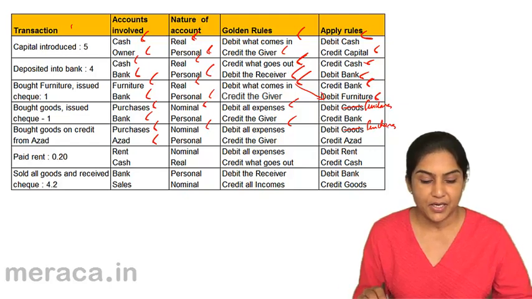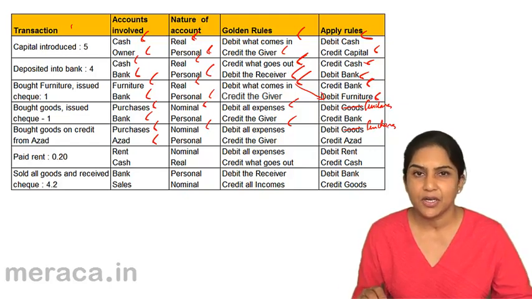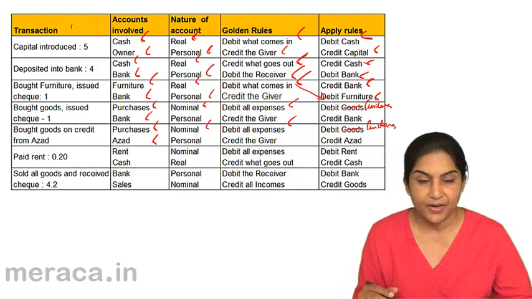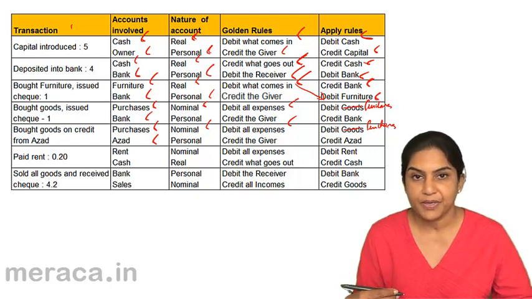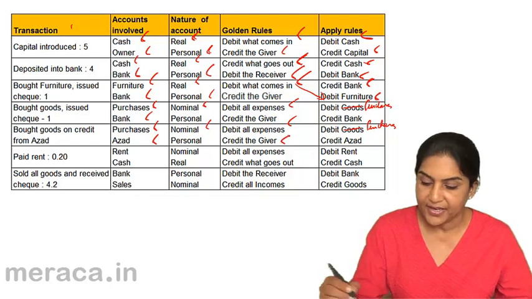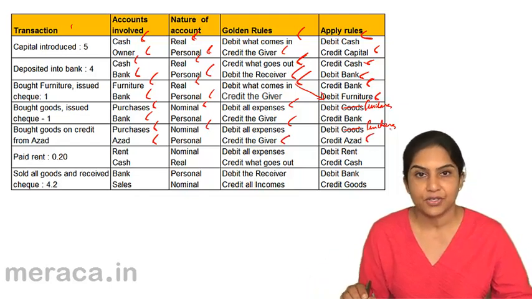What about Azad? Azad is a personal account. What is the rule for a personal account? Debit the receiver, credit the giver. Azad has given us goods. Credit the giver. So credit Azad's account.